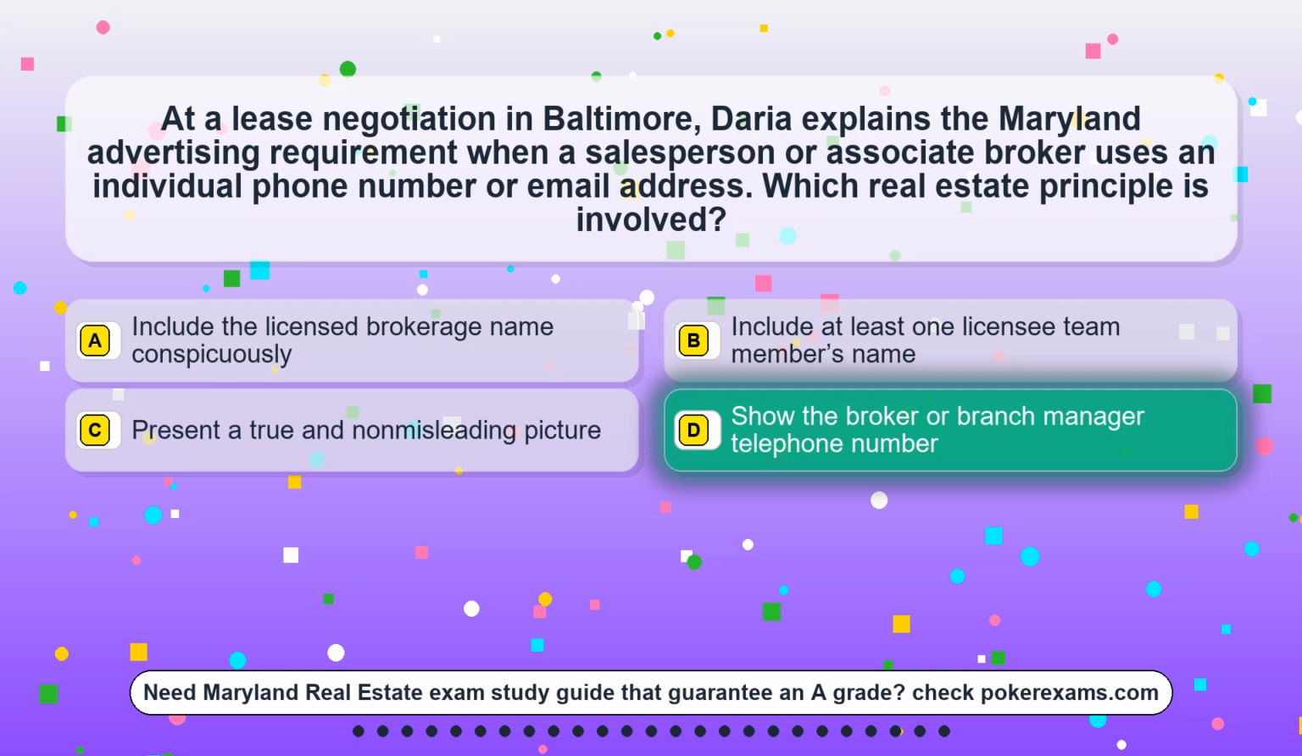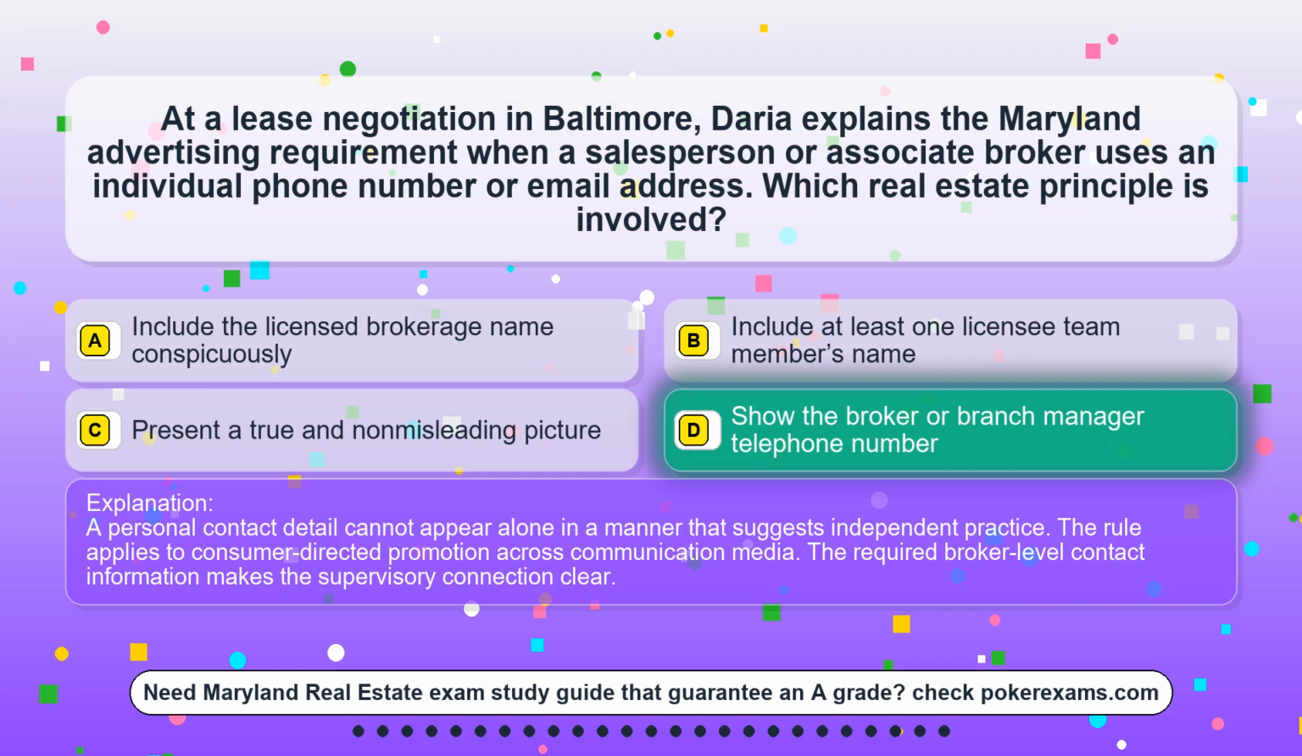The correct answer is option D, show the broker or branch manager telephone number. A personal contact detail cannot appear alone in a manner that suggests independent practice. The rule applies to consumer-directed promotion across communication media. The required broker-level contact information makes the supervisory connection clear.